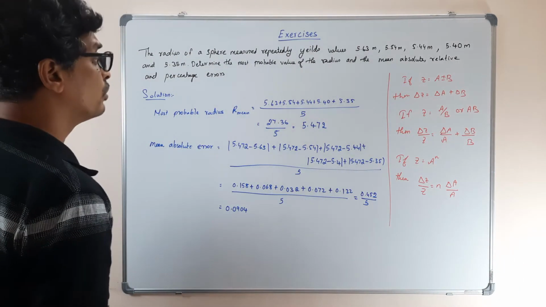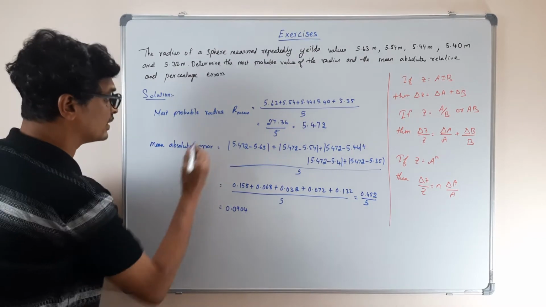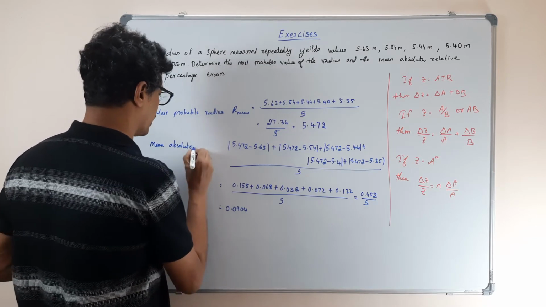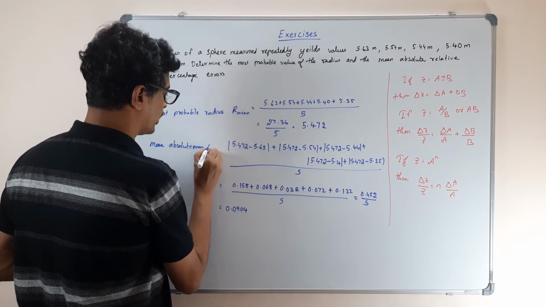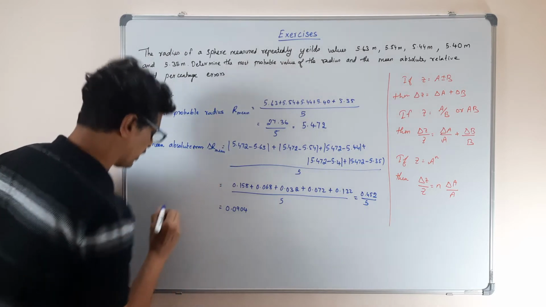And then we have to go for what is the next error? Relative error. Relative error is easy. Yeah, I should write the symbol, right? What we will write is absolute error. We will call it as delta R mean. Okay. So then relative error is what?